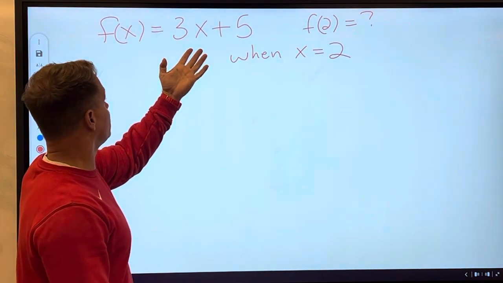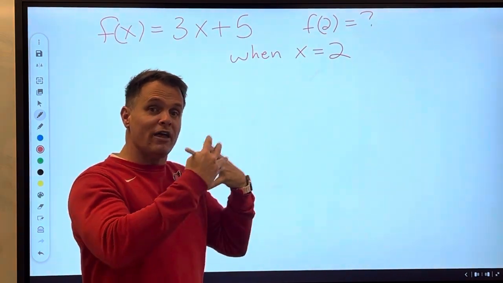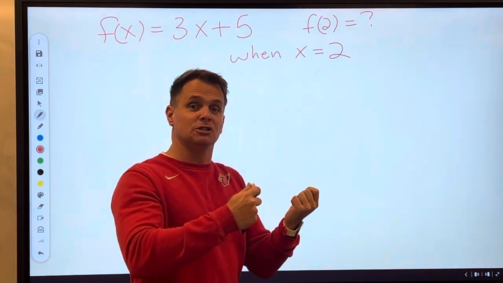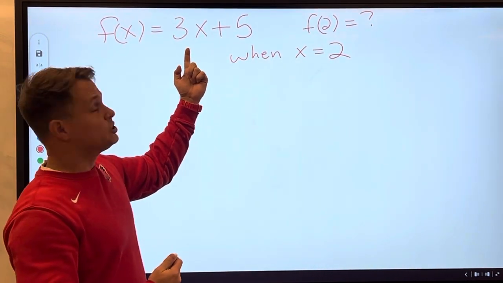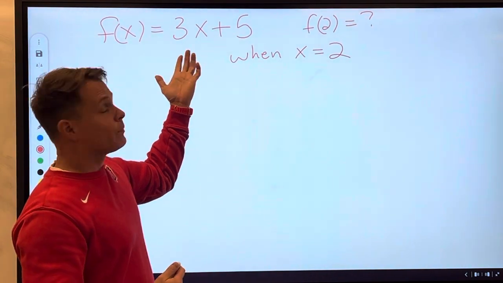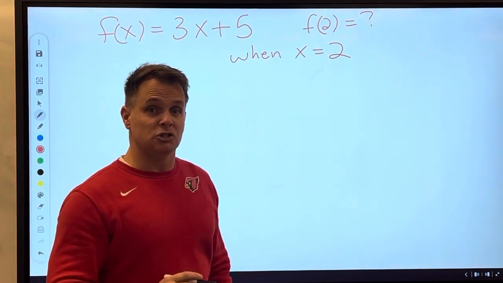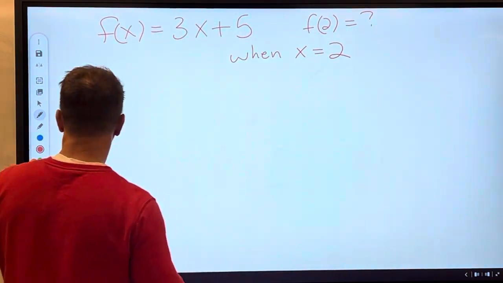I want you to think of this function notation as a machine. I'm going to put one thing in, my input, 2, and then I'm going to crank out an answer and get an output value, which is a y value for this equation right here. Anytime you see f of x, you can always put the letter y instead. So let's take a look.